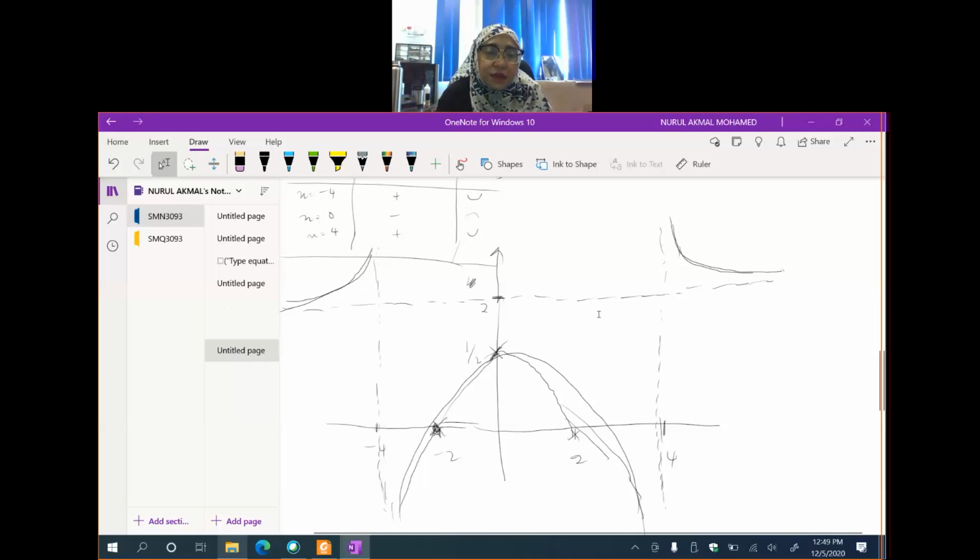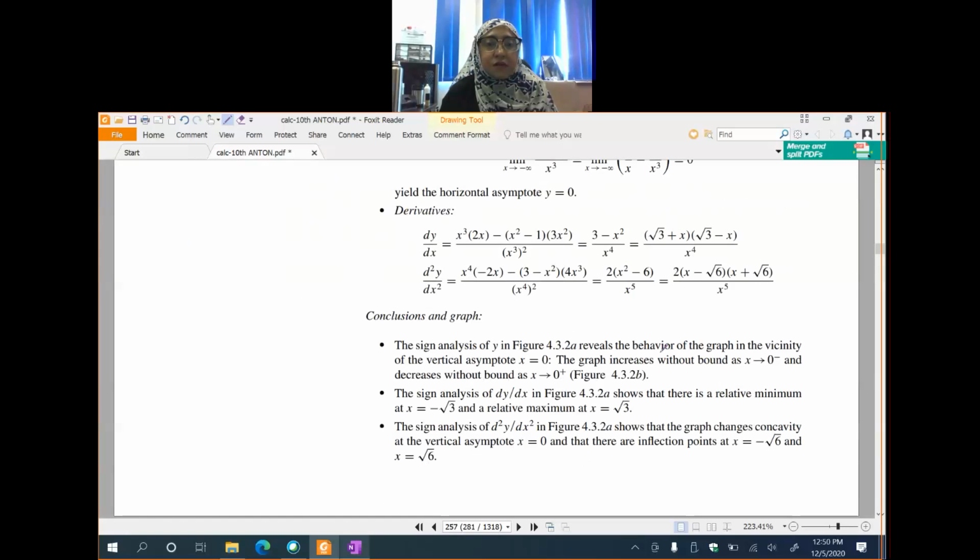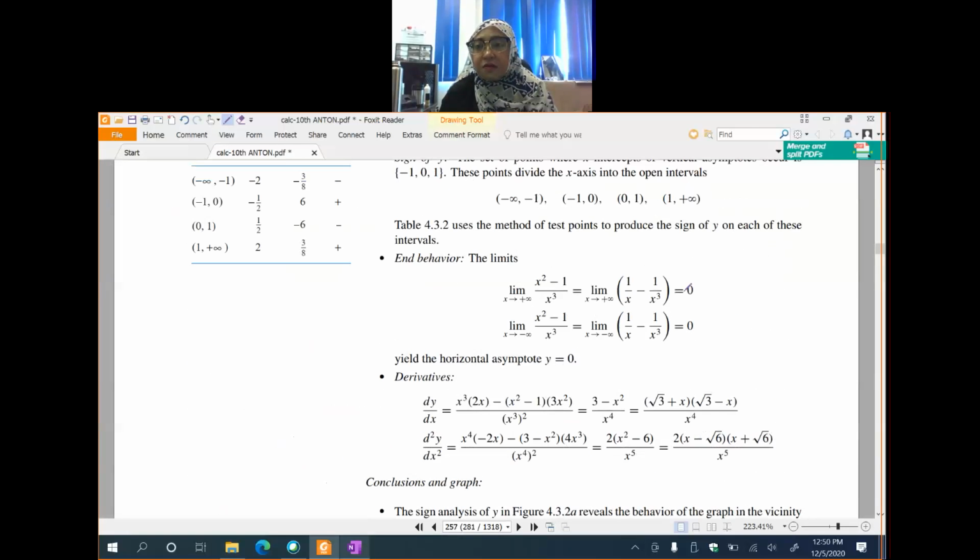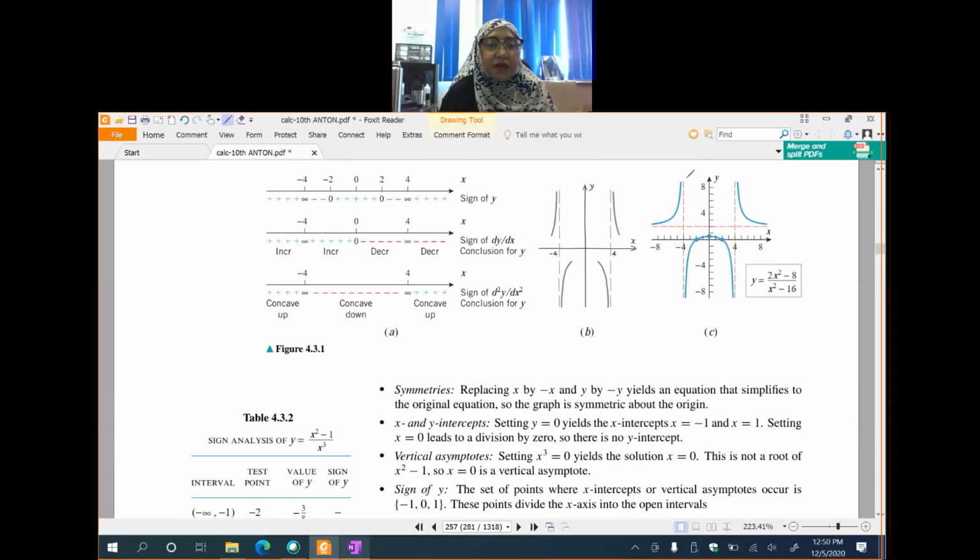Is it okay? Any questions about this? Anyone? I think we get the same graph as shown. It's the same one. Any questions? No? Okay, so I assume all of you can understand this.